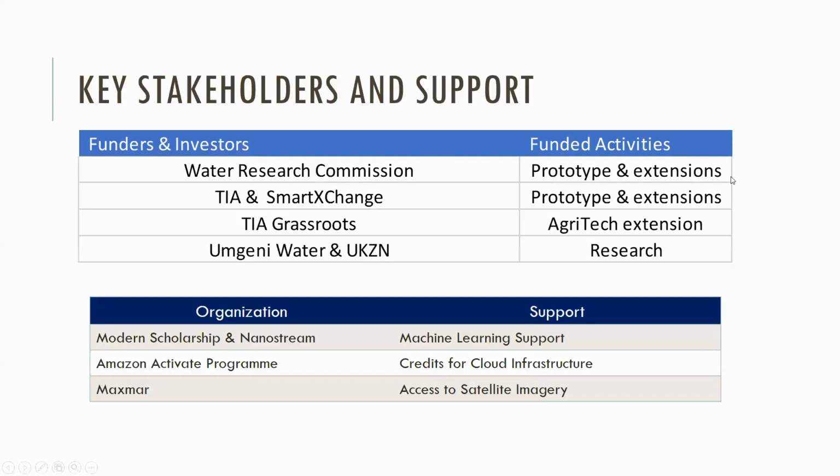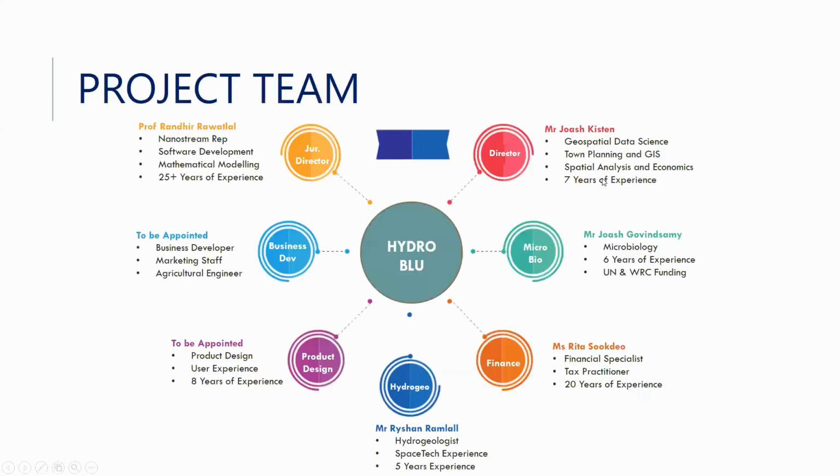We are fortunate to be supported by these investors, in particular the Water Research Commission, the Technology Innovation Agency and Smart Exchange, and Umgeni Water. Our infrastructure and machine learning is supported by the Modern Scholarship Organization, and we use AWS servers and other services for the actual GIS. Here's the project team.